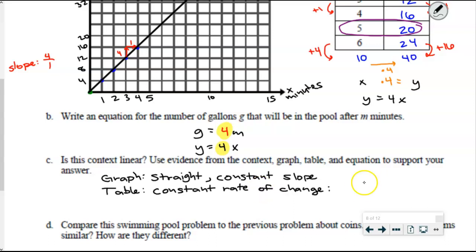What I'm really saying is the y's continuously go up by 4 every time the x's continuously go up by 1.